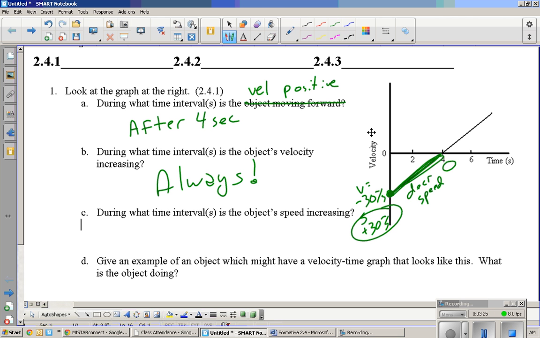Remember what we said in class: if your velocity is getting closer to 0, then that's a decreasing speed. That's what's happening here. Our velocity is getting closer to 0, decreasing speed. Where the speed is increasing is here, because my velocity is going from 0 to some other bigger number. So the speed is increasing, again, after 4 seconds.